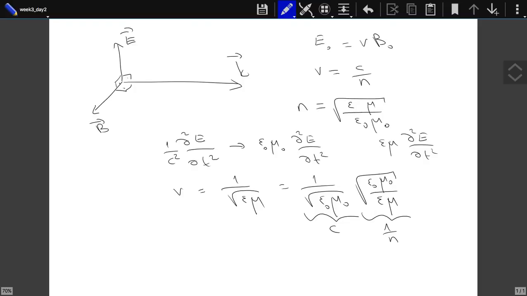n should be a number larger than 1, because the speed of anything, in a medium or not, should always be less than or equal to c. So n should be larger than 1, and epsilon is larger than epsilon 0. Mu is most of the time almost mu 0. The deviation of mu from mu 0 for most materials is smaller than 10 to the power minus 4. So for most materials, we can just ignore it.